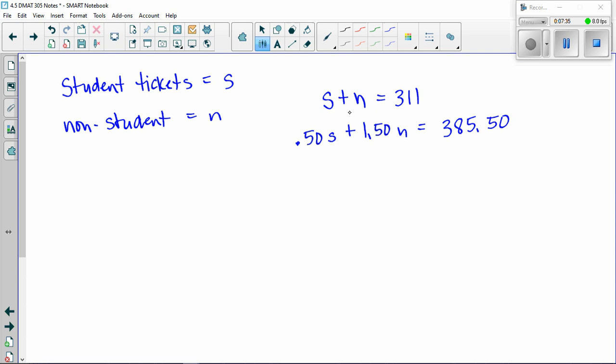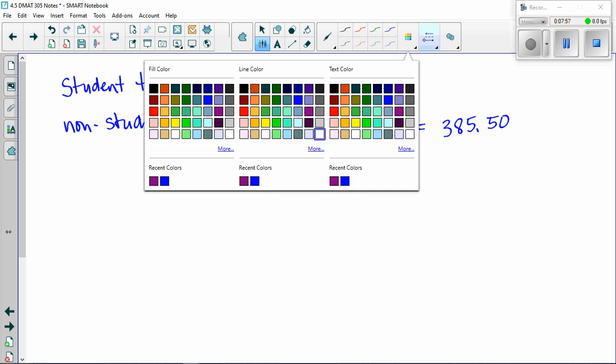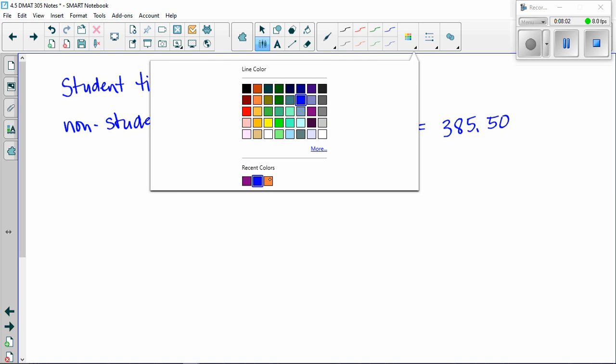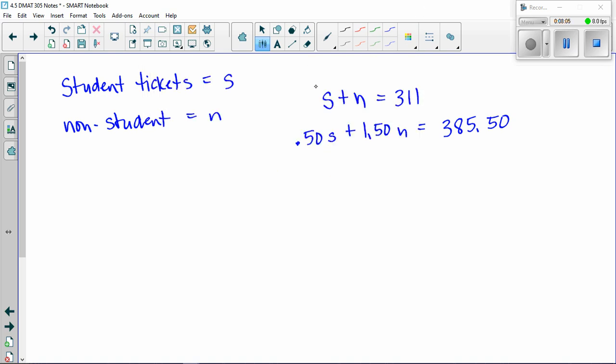So what I'm going to do here is you can leave the decimals if you want, or you can multiply everything by 100 so that you can get rid of the decimals. I'm really not going to clear the decimals because I'm going to be using my calculator. But I am going to use the elimination method. So I'm going to multiply this equation right here by negative 50 cents, and I'm going to get rid of the student tickets.